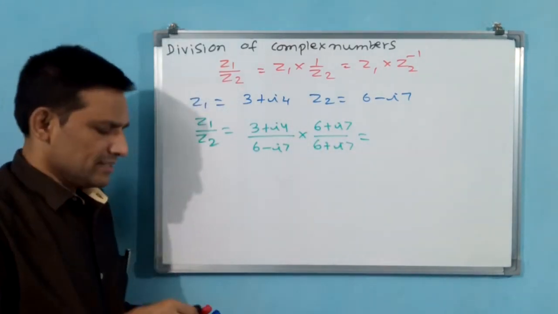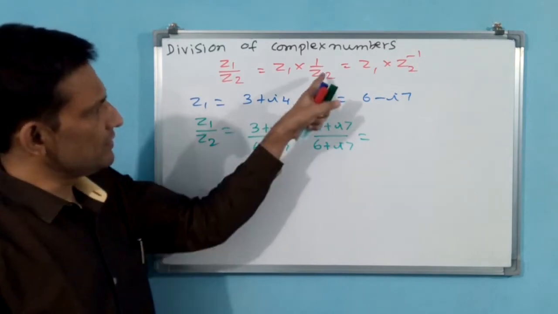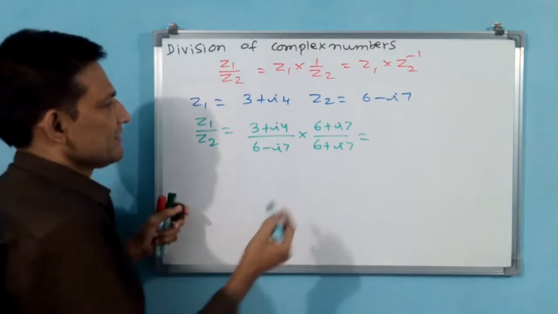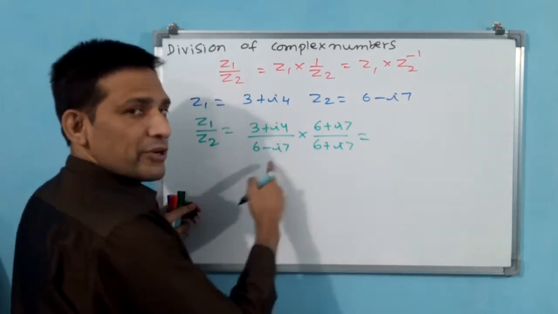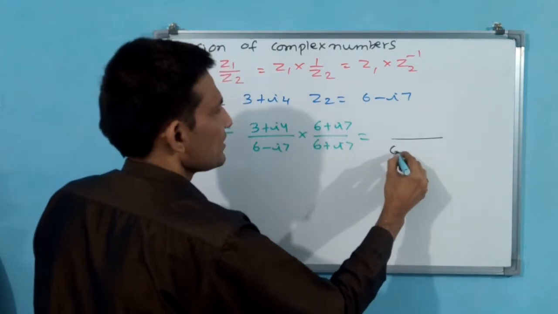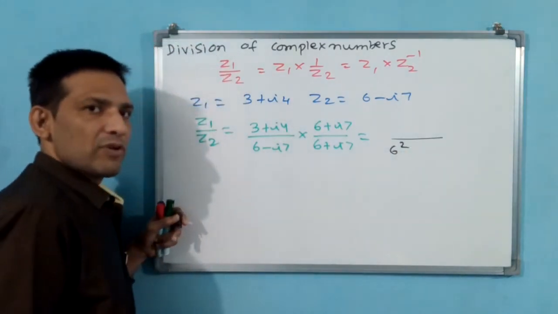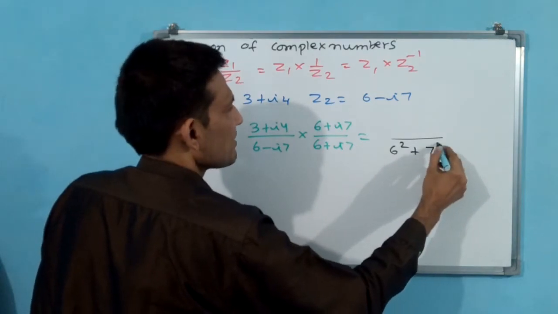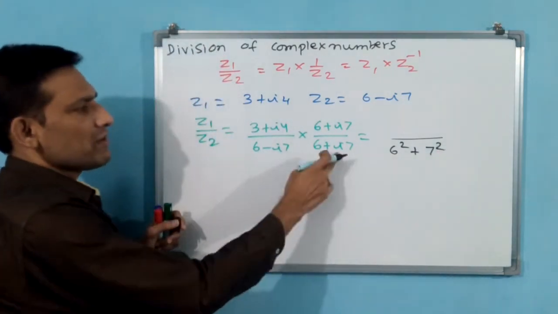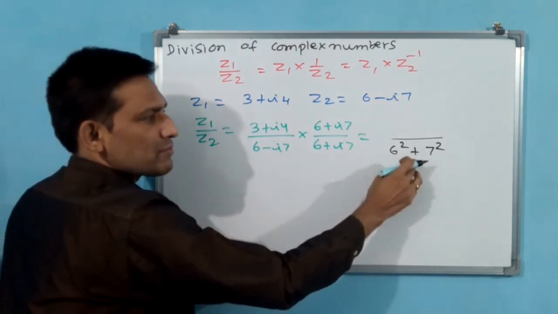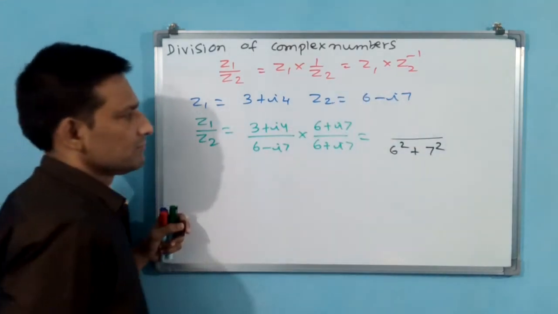Simply you multiply by 6 plus I7 over 6 plus I7. You rationalize. Why? Because this process is the same. See, the denominator is a square minus b square: 6 square minus b square. Minus b square means plus 49, I will make 7 square. Why? Because I square will come, and I square is going to give minus 1 as the result. I have written it directly.